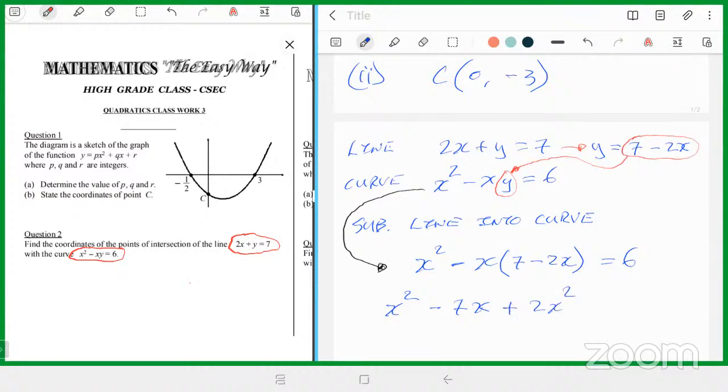Why is it 2x squared? Because remember, we're multiplying x times x, that becomes the x squared, and this 2 is also being multiplied. And then the minus times minus becomes that plus. That's what we end up with there. And then we equal 6 over this side.